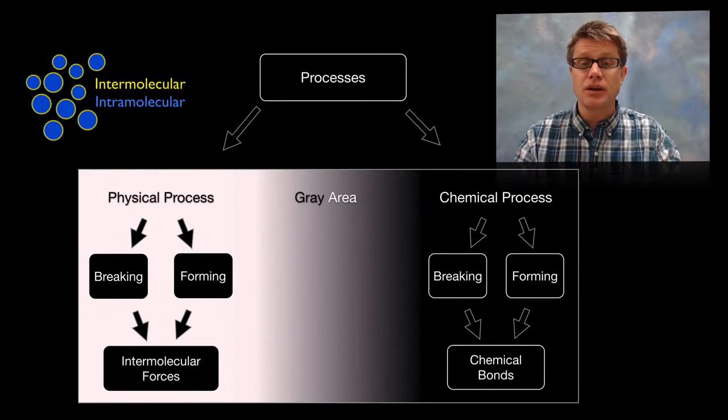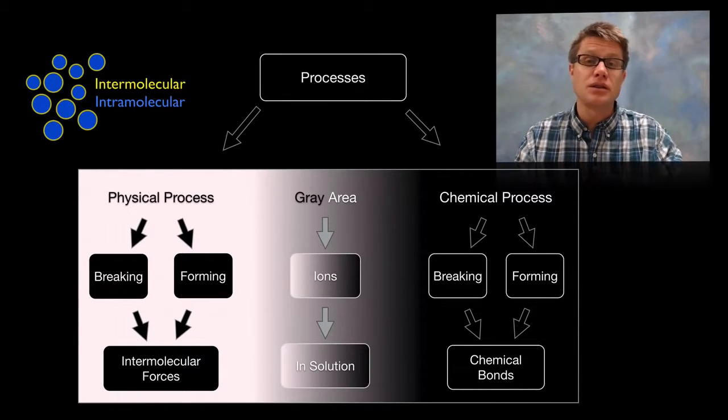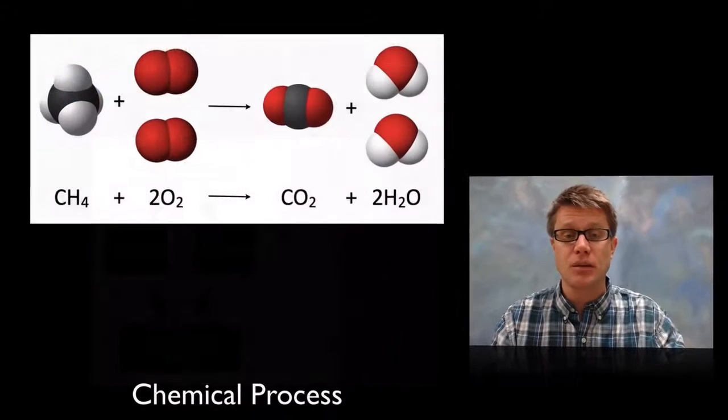And in that gray area, if we take an ionic compound and dissolve it in water, those ions will be separated. And as they're doing that, we're not actually breaking those bonds. They're staying as an ion. We're just moving those apart. And so you could argue that this is a physical process or this is a chemical process.